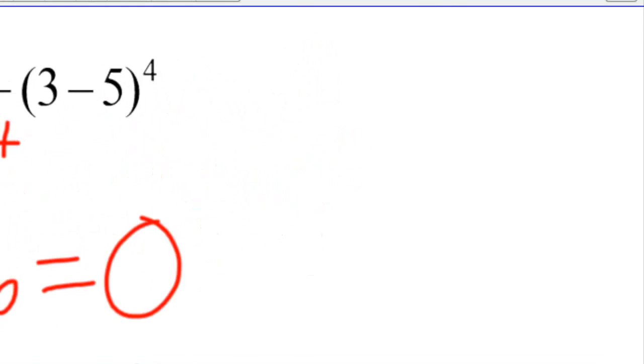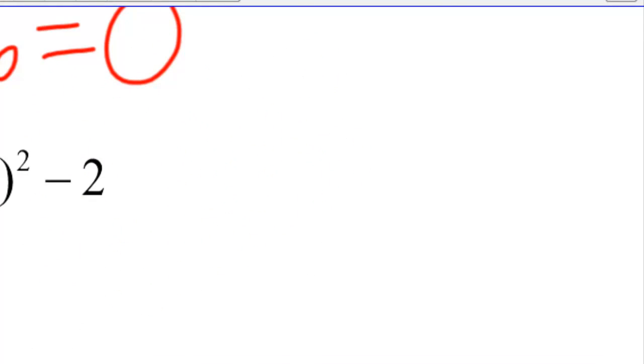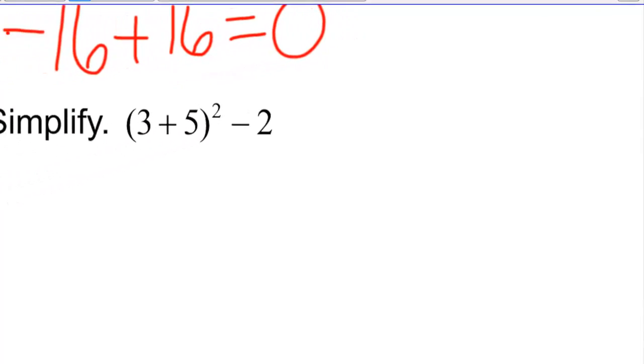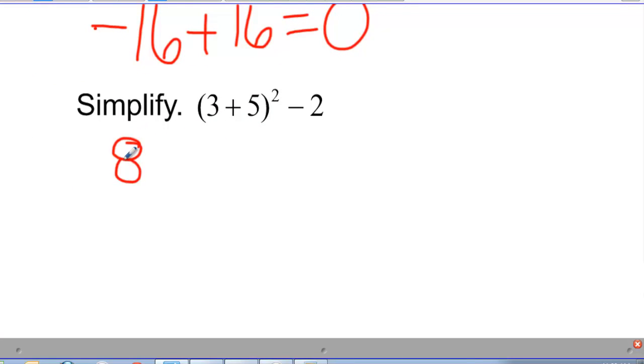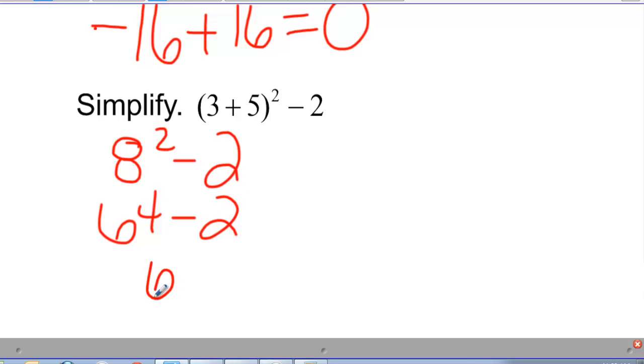Here's another example, and again we need to follow our order of operations. So I'm going to start with parentheses. 3 plus 5 is 8, to the 2nd power, minus 2. 8 to the 2nd power is the same as 8 times 8, which I know is 64. Minus 2, I do the subtraction last, and I get 62 for my answer.